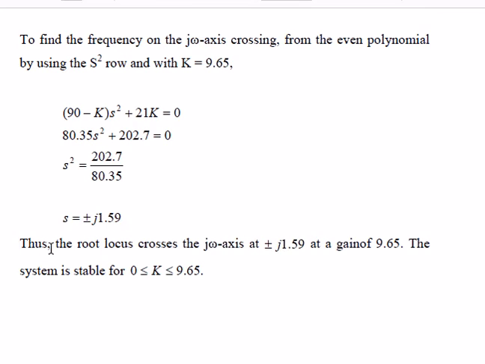As a summary, the root locus crosses the j omega axis at plus or minus j1.59 at a gain of 9.65. The system is stable for K higher than 0 and K less than or equal to 9.65.